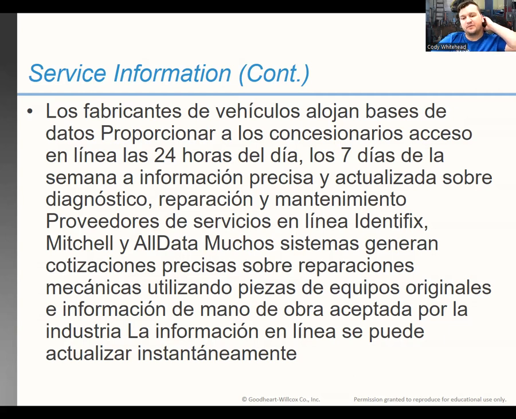Online service providers, a few examples are Identifix, Mitchell's, and AllData. Those are your three common ones you're going to see. I've used all three of those. I've used a couple of others that are out there. I really like Identifix. It's really nice. It has a service on it that will help you if you have a problem with the vehicle.